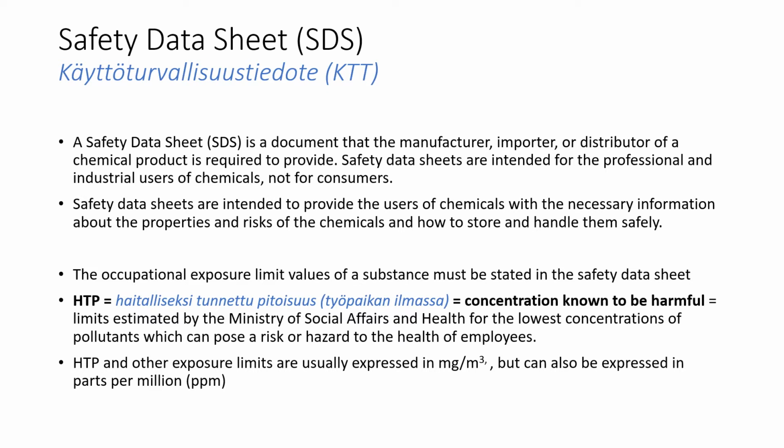Chemical manufacturers are required by law to develop a safety data sheet for every chemical that is made. Safety data sheets are distributed when selling a chemical to professional and industrial users. In Finland, safety data sheets must be delivered in Finnish and/or Swedish.